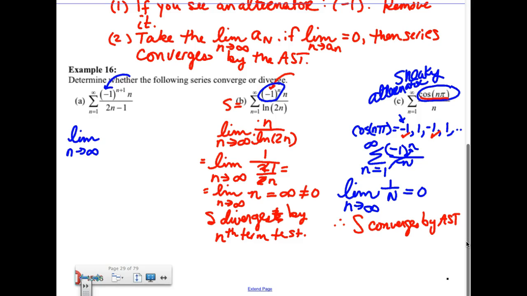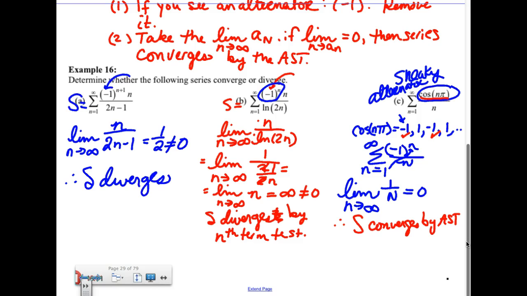So, and again, that -1 to the n plus 1 doesn't contribute anything to the magnitude. It contributes only to the sign of every term. So anyway, limit as n approaches infinity of n over 2n minus 1. I am removing the alternator, and I get 1/2. This does not equal 0. So I would say, therefore, S diverges. But again, not by the alternating series test. That is a one-way test for convergence only. All right. Therefore, S diverges by the nth term test.